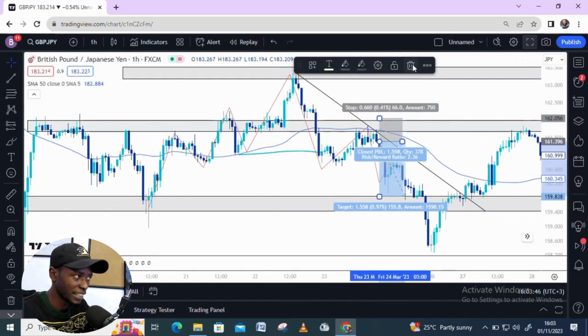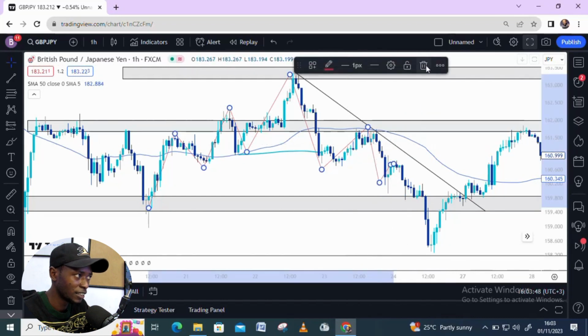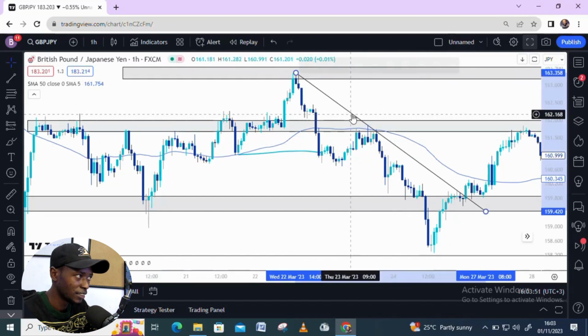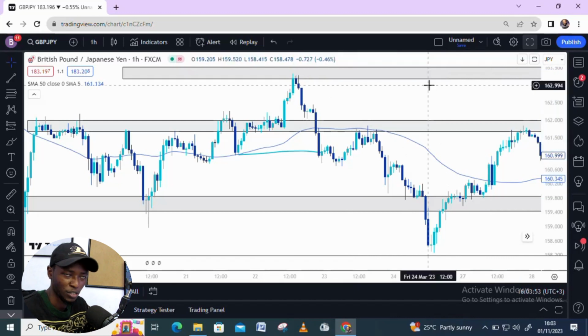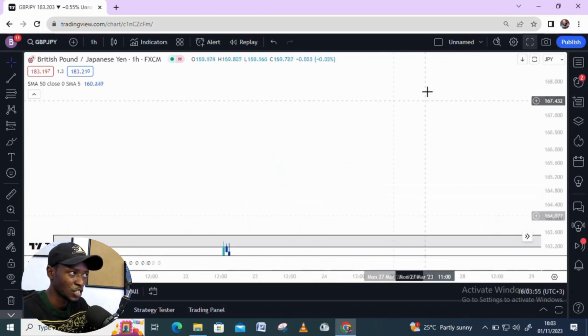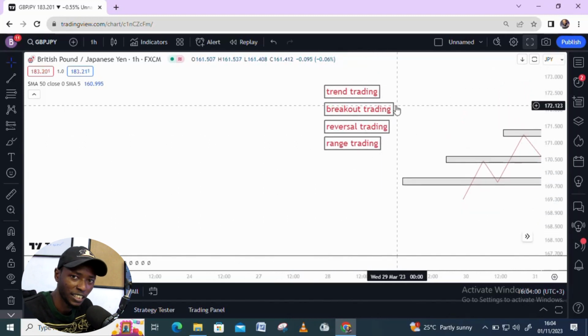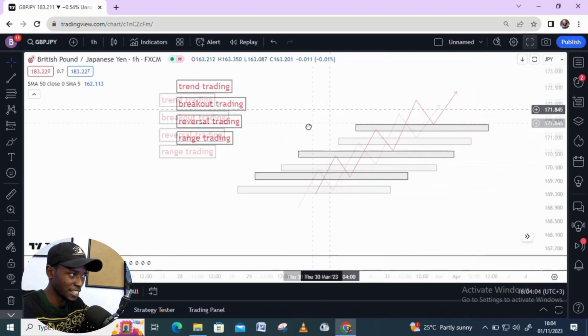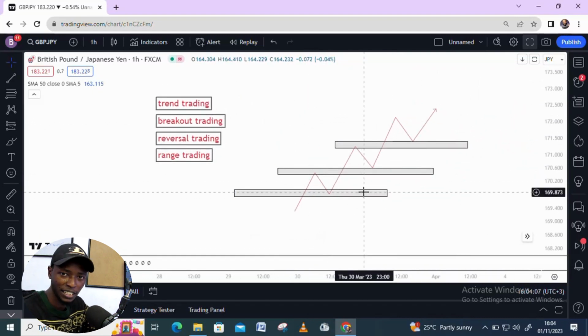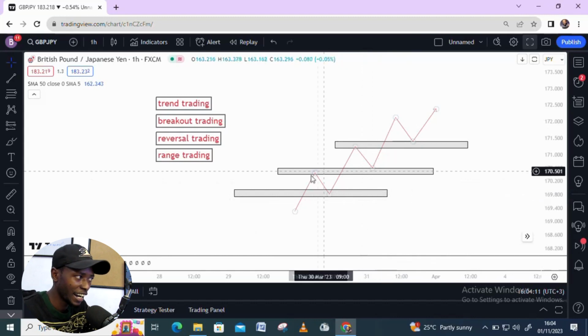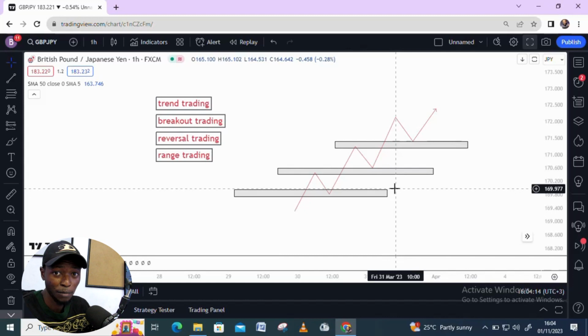For our second example, so that was trend trading. So we move forward to breakout trading. Since you understand what a trending market is, this is what is called a trending market: a market that is moving either high or low, forming a series of higher highs and higher lows. That is an uptrend. Lower highs and lower lows, that is a downtrend.